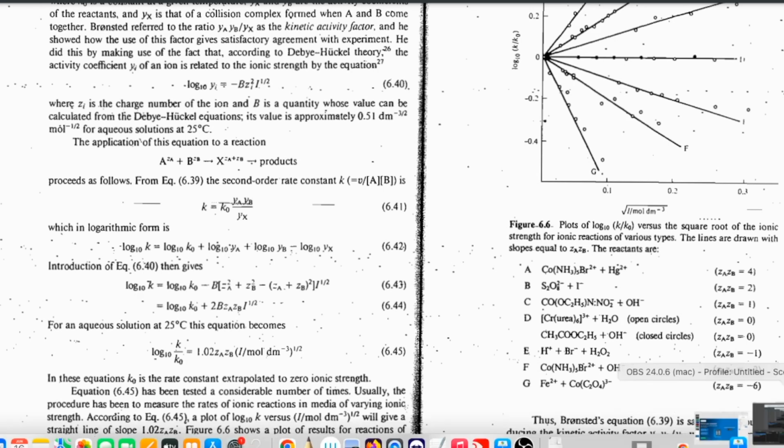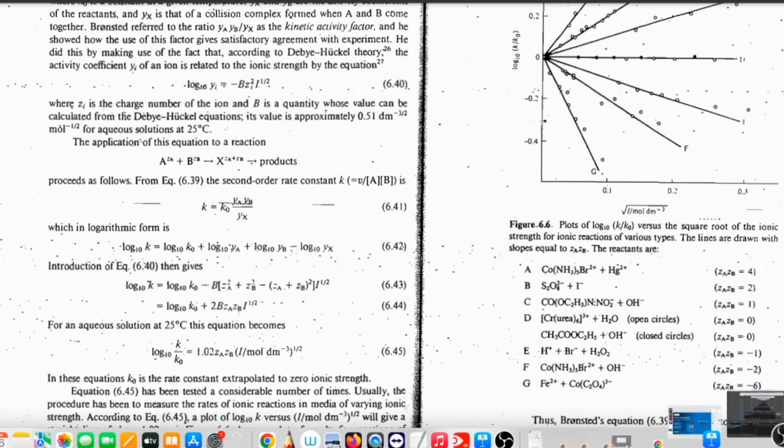Okay, so it is said that the second order rate constant can be calculated with this, and then you can take the logarithmic of that to calculate it further, and then use the ionic strength formula to get it. So this is the reference which we are going to use to solve the question. Now considering the same thing, let's look upon the question that we are having.